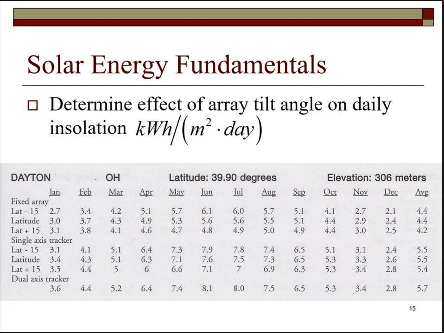It should be noted that the fixed array and the single axis tracking, there are 3 different rows. The center row lists the peak sun hours average per day for that month for a surface with a tilt angle equal to the latitude. Then there are 2 other rows for the tilt angle of the surface or array, one for the tilt angle equal to the latitude minus 15 degrees and one for the tilt angle to the latitude plus 15 degrees.